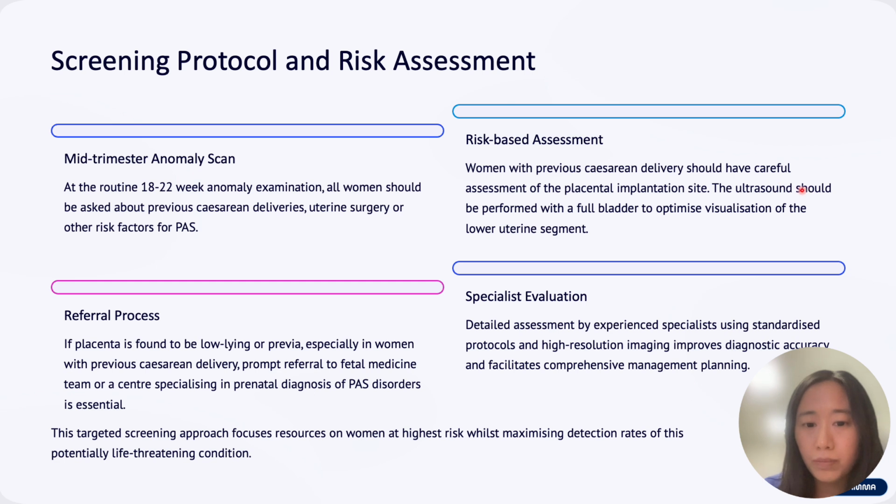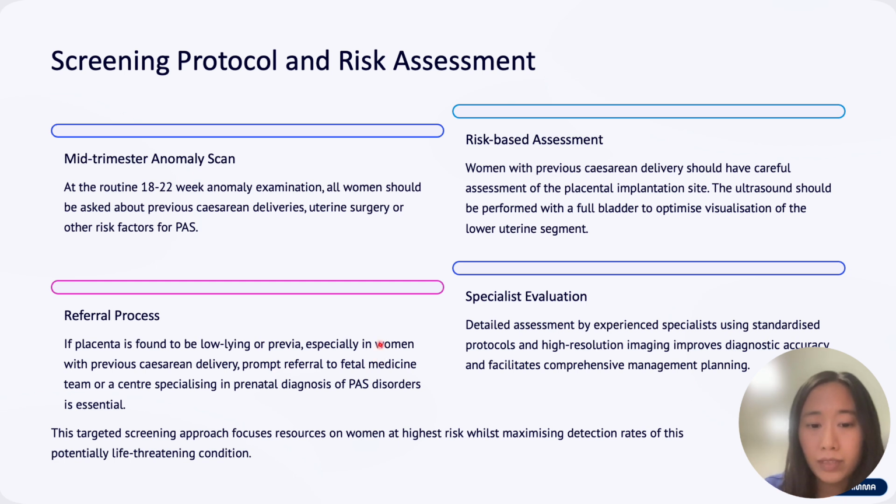The ultrasound should be performed with a full bladder to optimize our visualization of the lower uterine segment. And then we'll go into more detail on what we're looking for in the scan for placenta accreta spectrum. If we have any suspicion of PAS, or if a woman has a low-lying placenta or placenta previa with a previous scar, or even if it is not low-lying but is covering the scar, or any risk factor that makes us suspicious of PAS, then please refer to FMU.